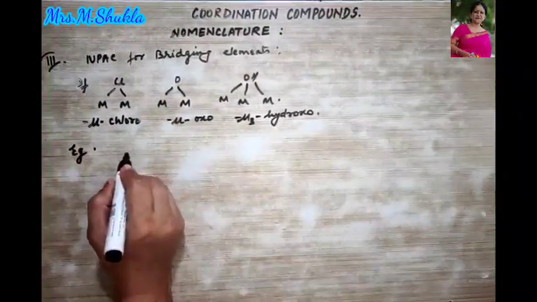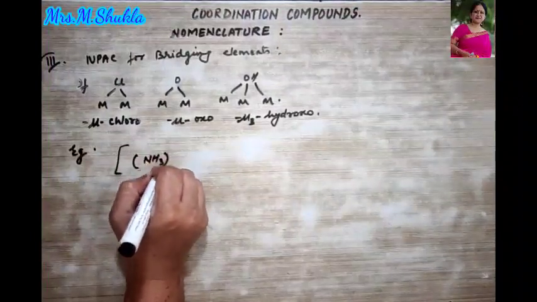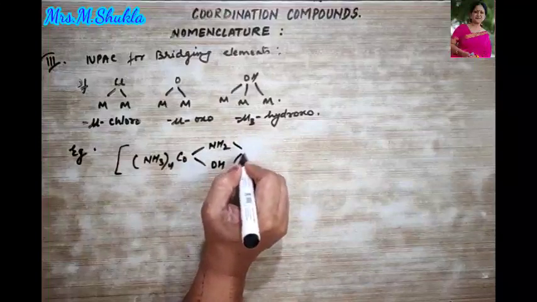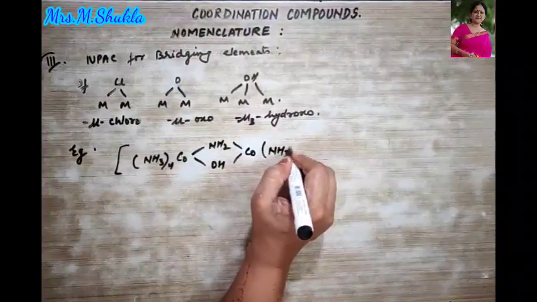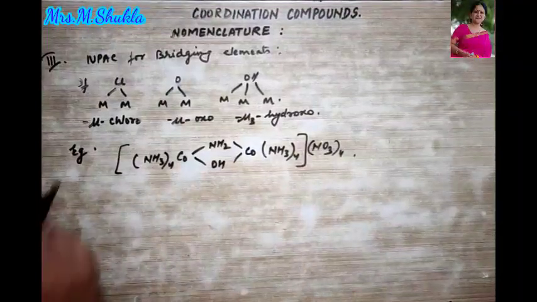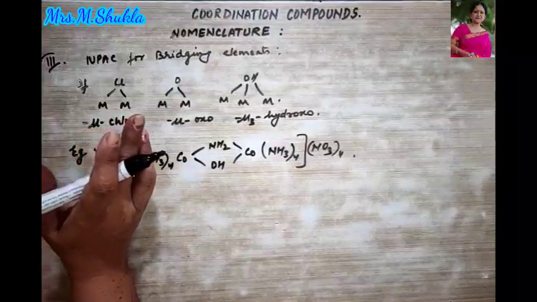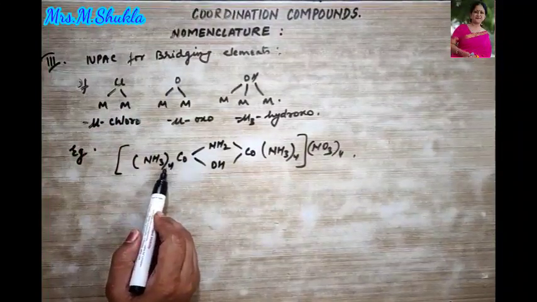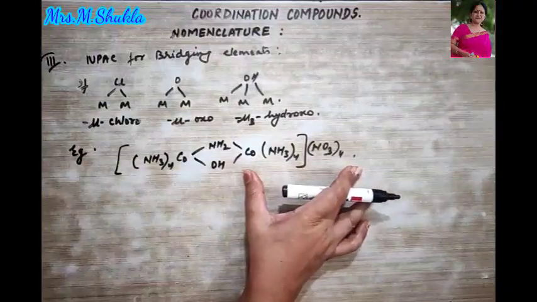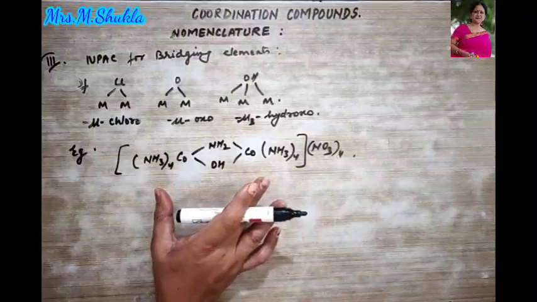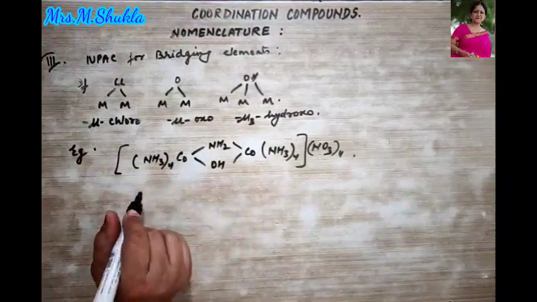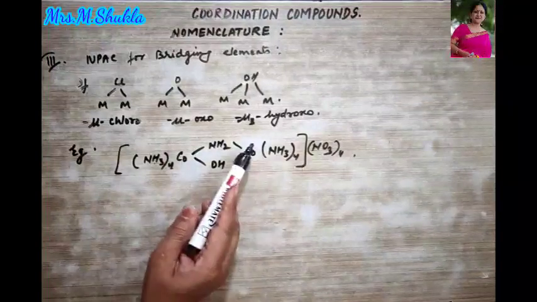Let's take an example. I'll give you an example over here. [(NH3)4Co(NH2)(OH)Co(NH3)4](NO3)4. Now name this compound. So follow as we have already been doing. Now firstly we write down the ligand over here. This is plus, this is minus. So what kind of a compound is this? First and foremost you let me know. This is cationic, but it has bridging elements inside. The ligands are bridged. So we follow the same rule of the cationic complex. So here this is tetraammine over here.